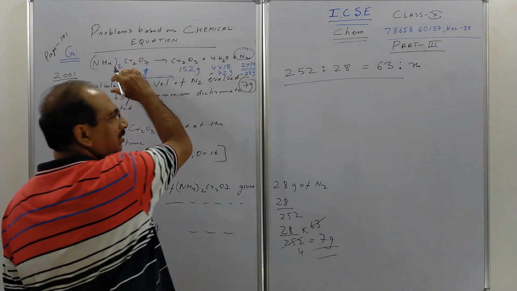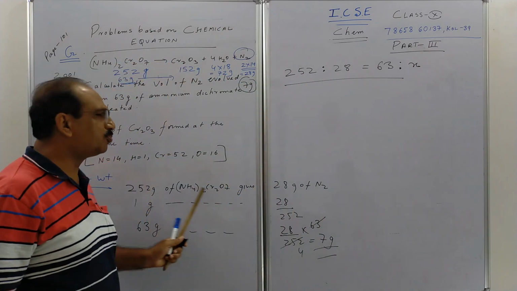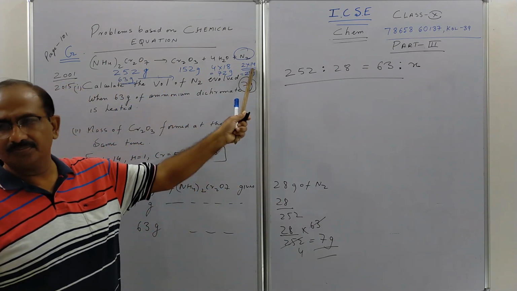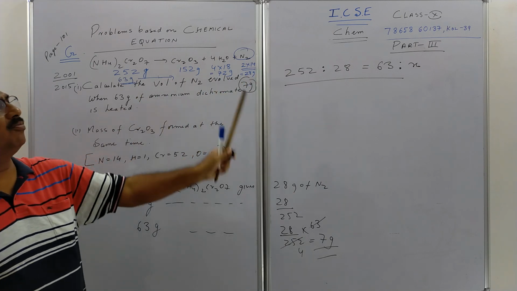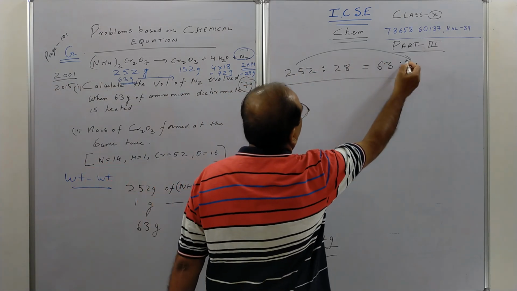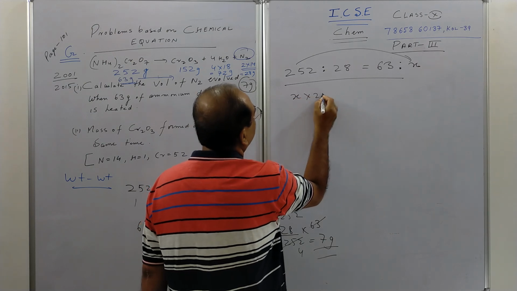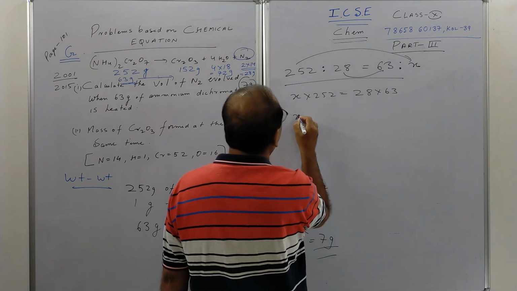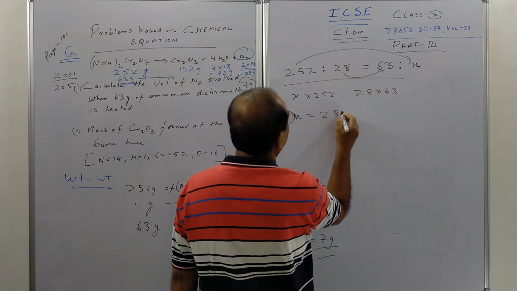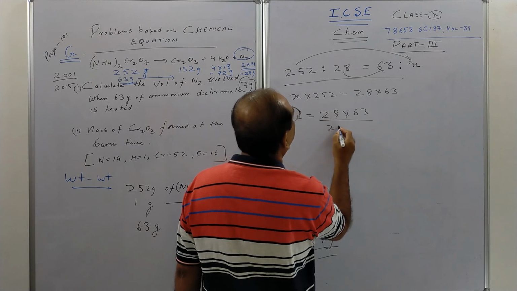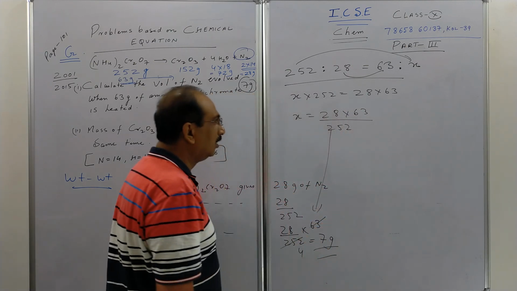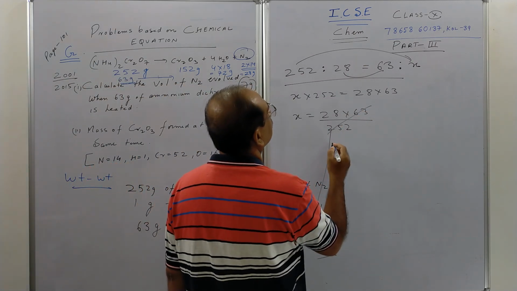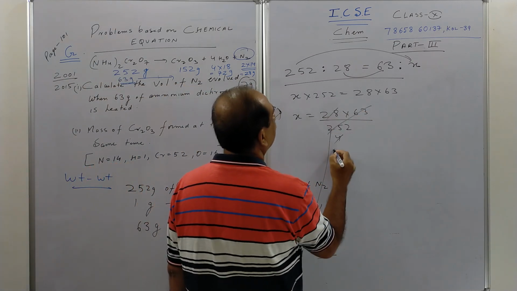See, 252. So first thing, children, is as per equation. Equation tells 252 gives 28. So 63 will give me how much? So if you know doing ratio, product of extreme is product of means. So ultimately, children, you will see you get the same thing. 28 by 252 into 63. Here also this will cancel. 4 times you will get 7 gram.